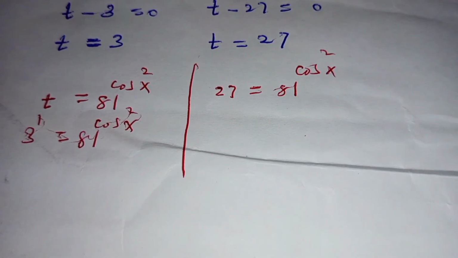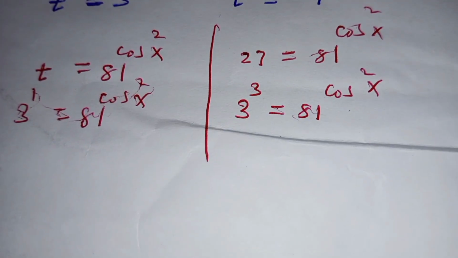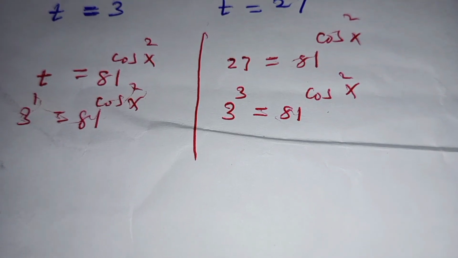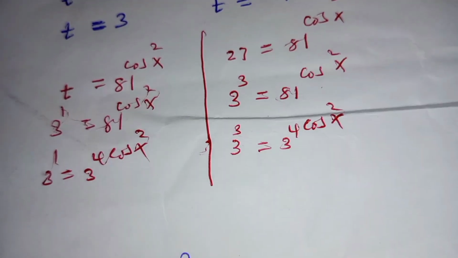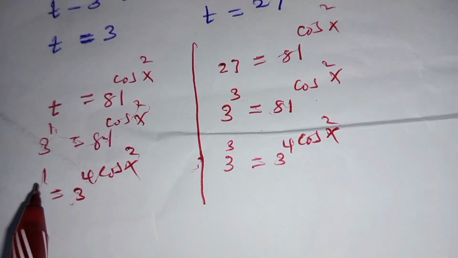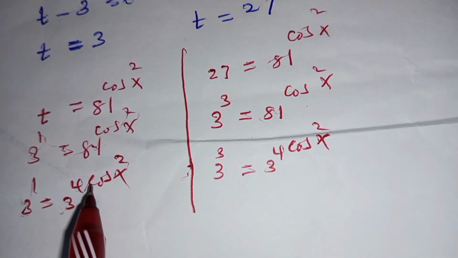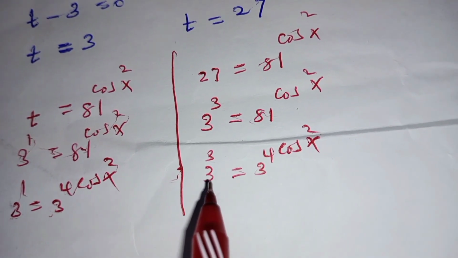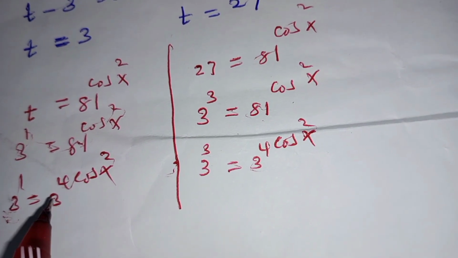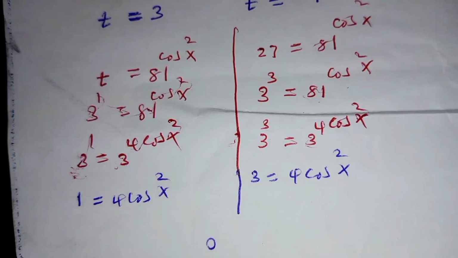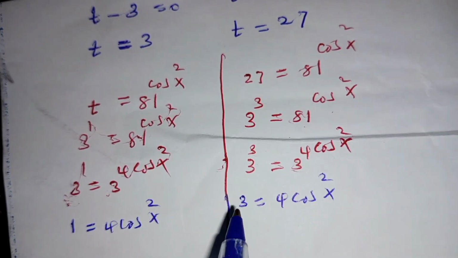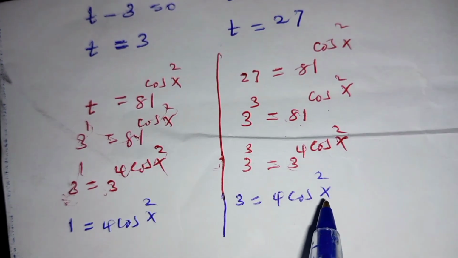27 is the same as 3 power 3. So 3 to the power of 3, which is 27, is equal to 81 cos squared of x. And 81 is the same as 3 power 4. So we shall have 3 power 1 being equal to 3 power 4 cos squared of x, and the other part, 3 to the power of 3 being equal to 3 power 4 cos squared of x. When the bases are the same, we equate the index. So we have 1 being equal to 4 cos squared of x. The other one is 3 being equal to 4 cos squared of x.